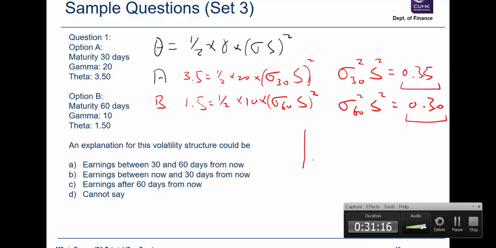So you have a situation. Now, you look at something like this and it's likely to be a question about forward volatility. So here is the 0 to 30 and here's the 0 to 60. Now a possible explanation for this structure, why the shorter term volatility is higher, is that there is one day in the first period where there is possibly an earnings announcement. So the correct answer actually is B.